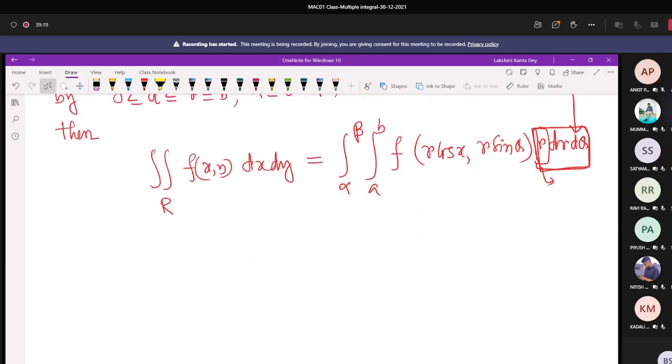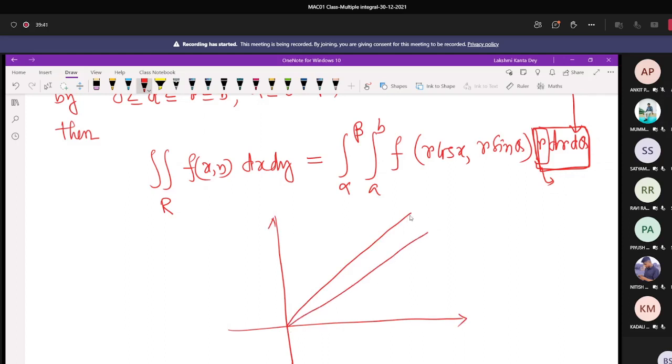Why is this coming? I think it is not very tough to visualize. I would like to draw the picture, then you understand. Basically this part is your dA, small area here, and this particular thing is dr, and this thing is theta, d theta. So whatever it will be coming, it is r d theta.